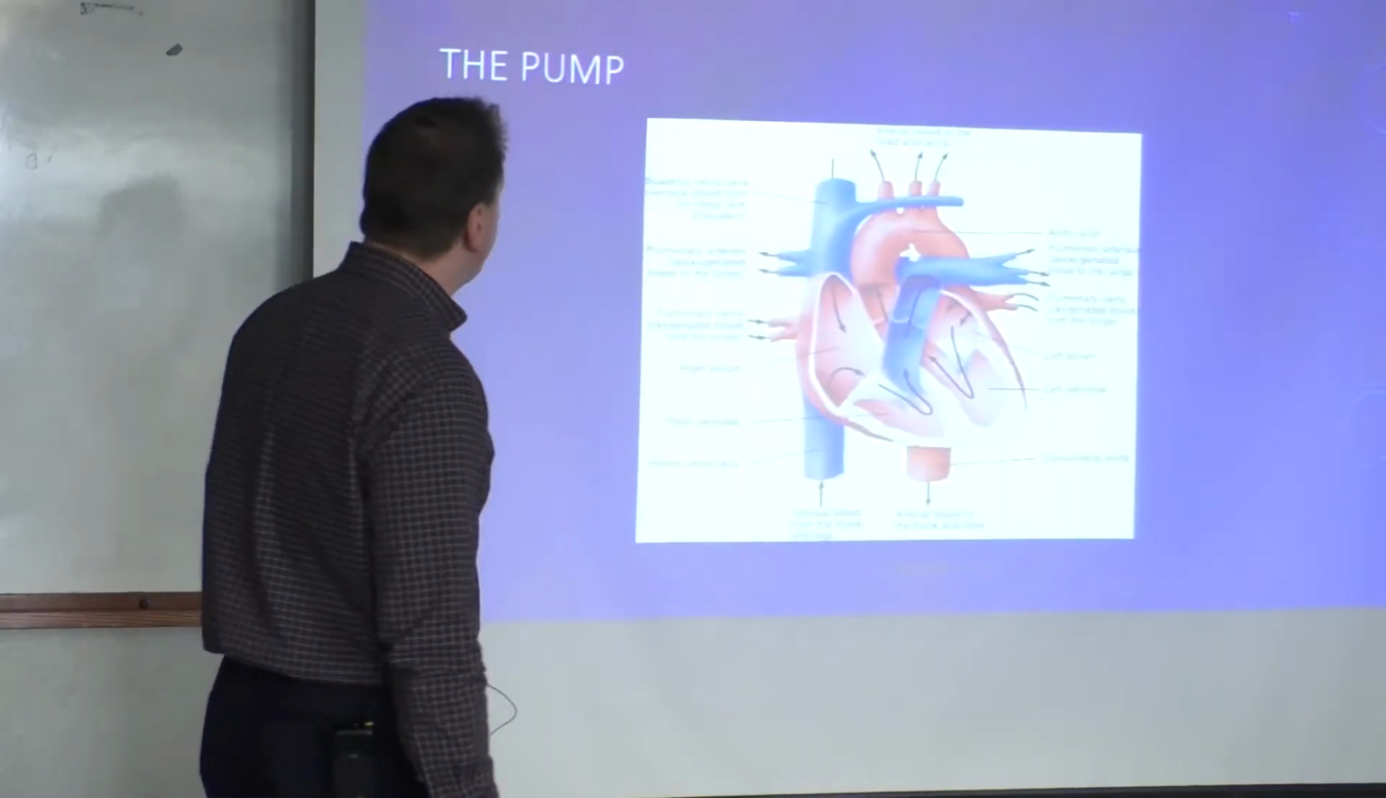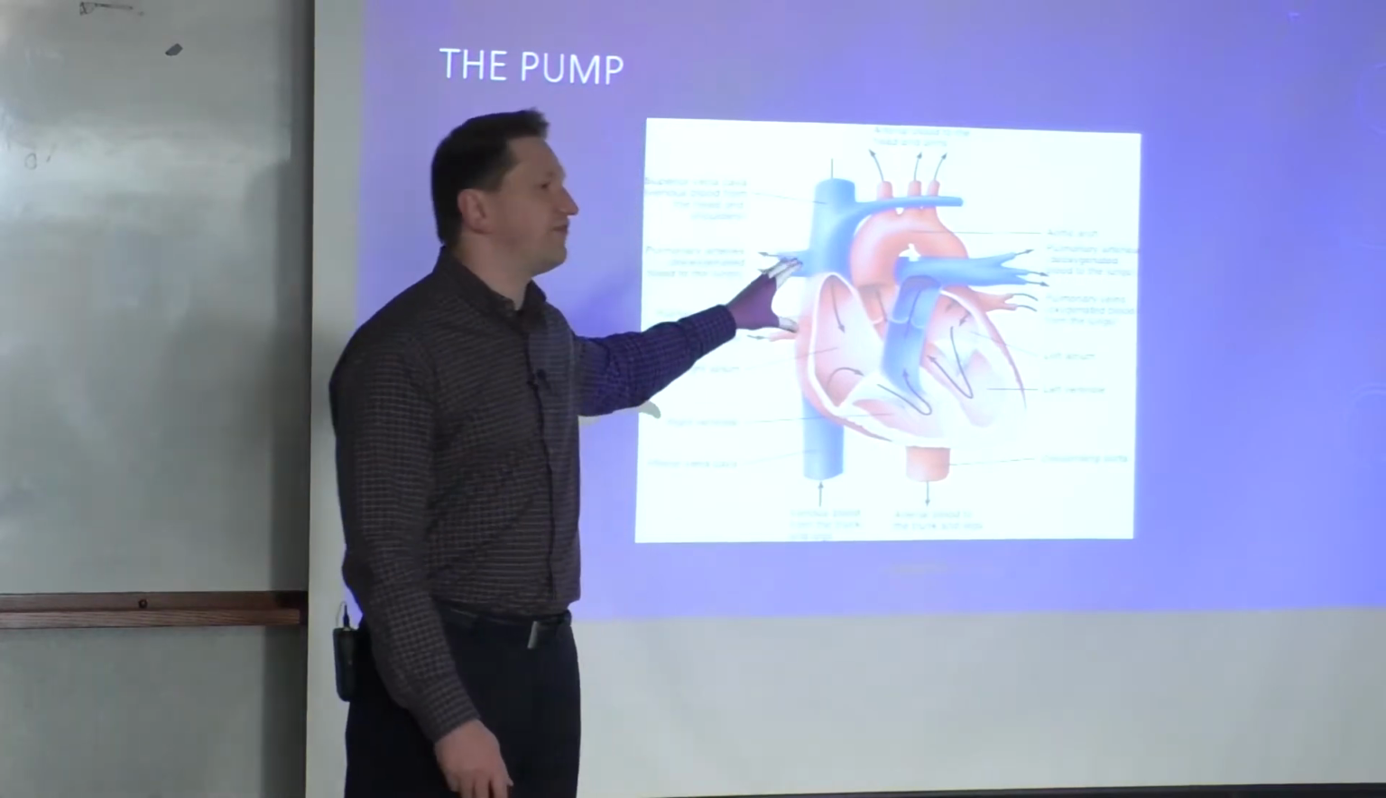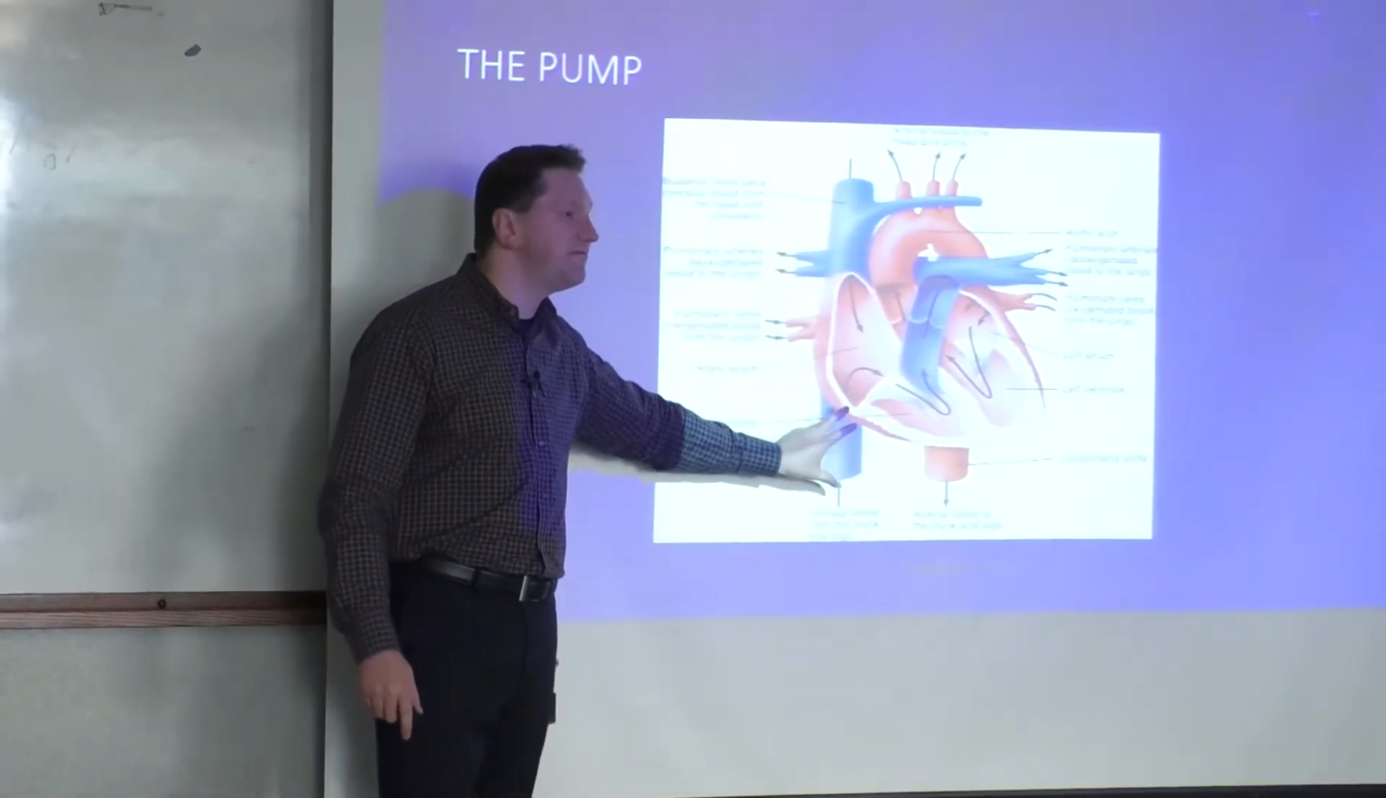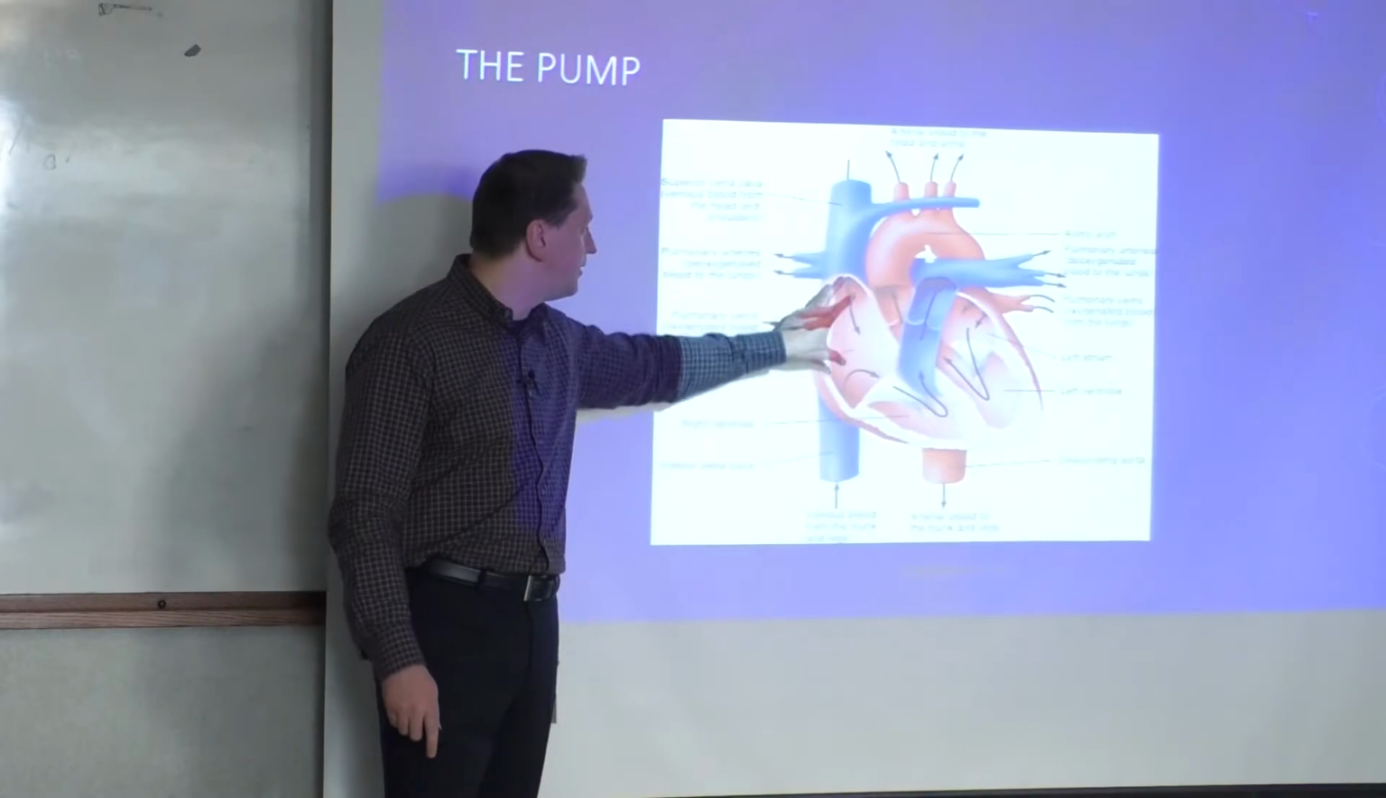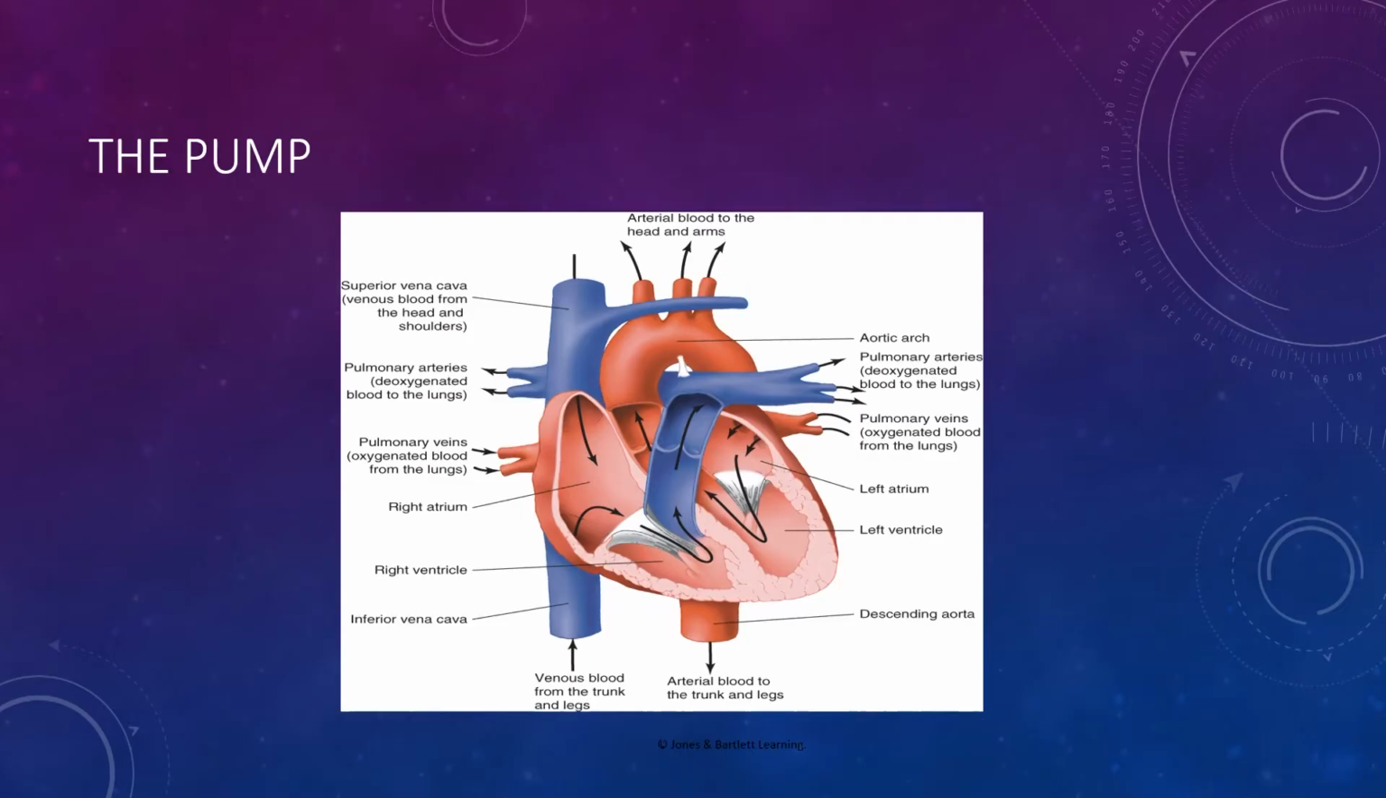The pump itself consists of return vessels, the superior vena cava and the inferior vena cava, both returning to this chamber right here, and we are going to go around the room and we are going to name the portions of the heart beginning right here. So the blood returns to the right atrium, and then from the right atrium passes through the tricuspid valve to the right ventricle, and from the right ventricle passes out the pulmonary artery. Now note that this is an artery that carries deoxygenated blood. Okay? It's an artery because it's leaving the heart.